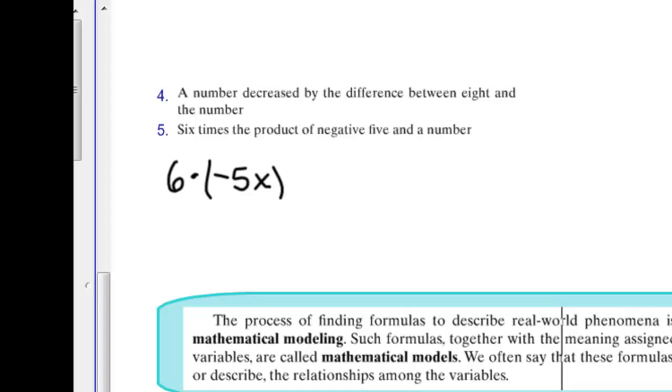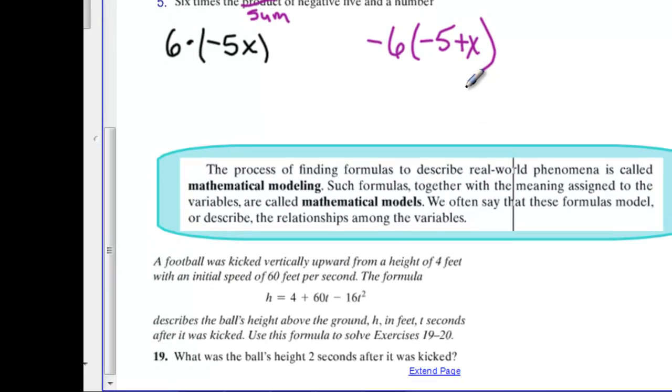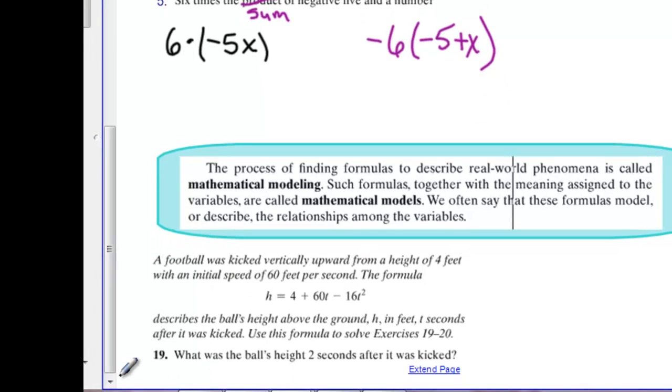So actually, let's change that to sum. Then we're going to have the 6 times, and then we have to do the sum of -5 and a number. Yeah, so -5 plus x, and close your parentheses. That's what the parentheses are for. You do the sum first, then multiply by the 6. So that's probably the only way to make that real tricky.